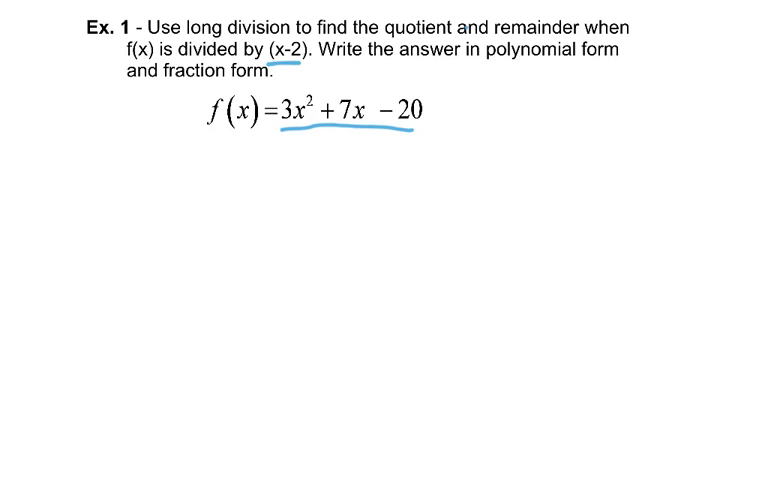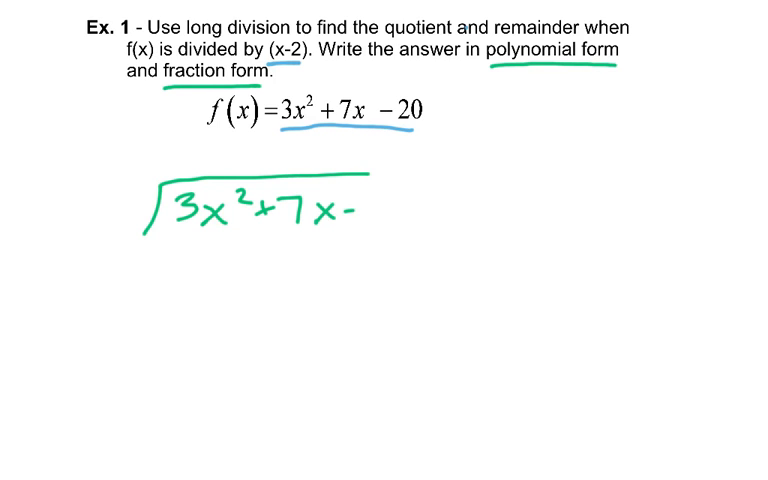They do also say that they want the answer in what we call polynomial form and then also fraction form, and so we'll go through each of those, but ultimately that is not a huge issue. So first thing we're going to do is make our little fraction long division setup here. So inside the house goes this f of x, so 3x squared plus 7x, or the larger idea, and then the smaller one, x minus 2, goes out front.